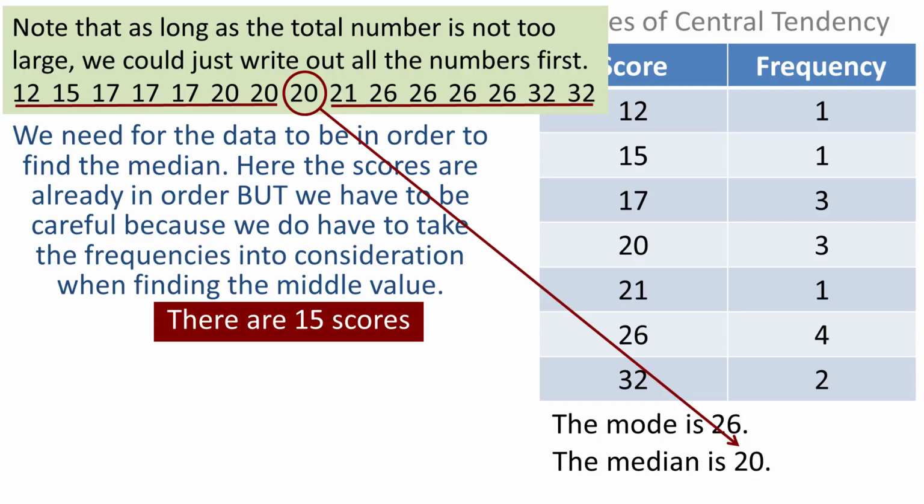You could have written out all the data. If there were like 500 data points, you're not going to write them all out. But with just 15, you actually could have written them out in order. There's 1 12, there's 1 15, there are 3 17s, there's 3 20s, a 21, 4 26s, 2 32s, and you could have found that the median was 20 that way. But that only works when there's a fairly small number of numbers.